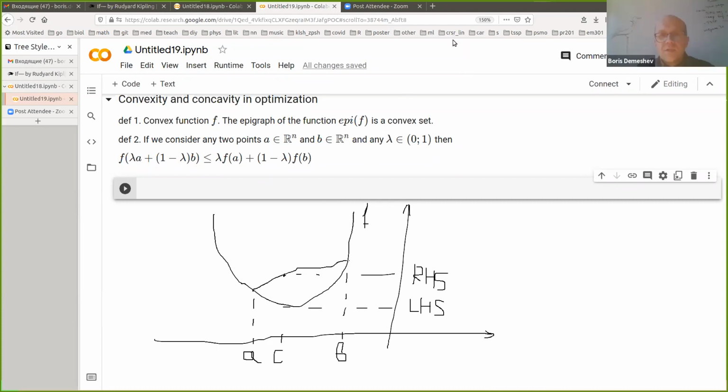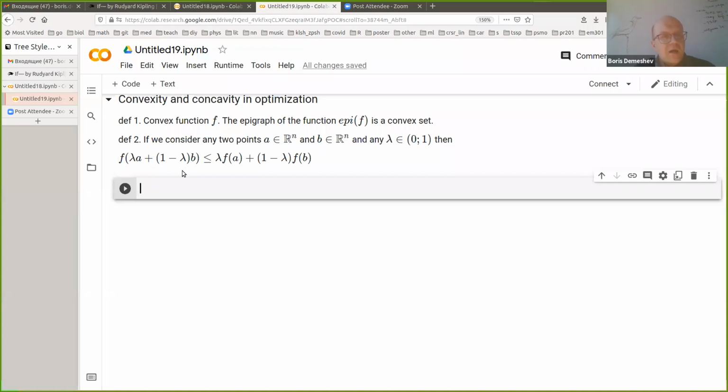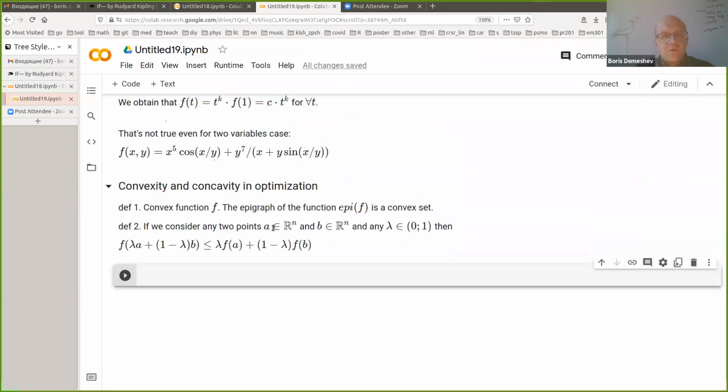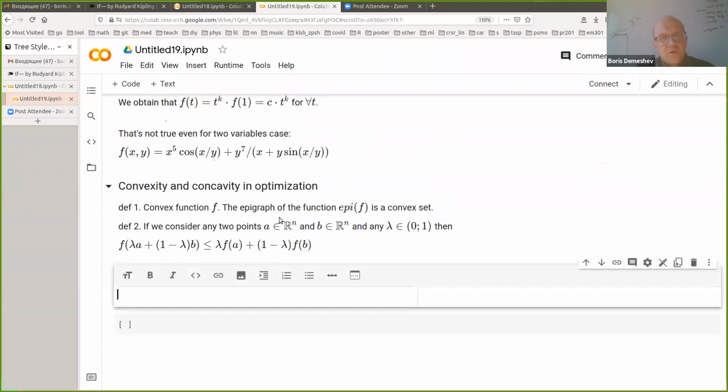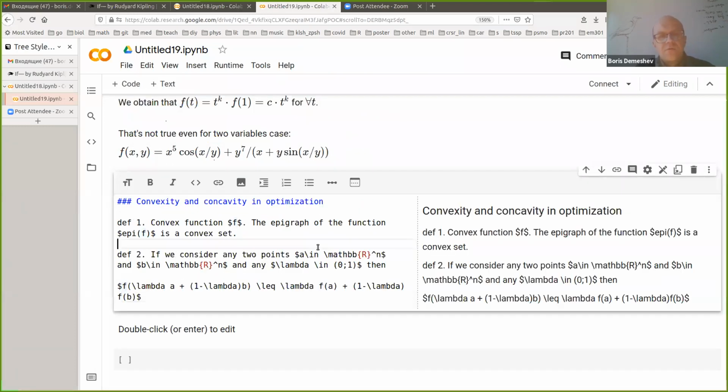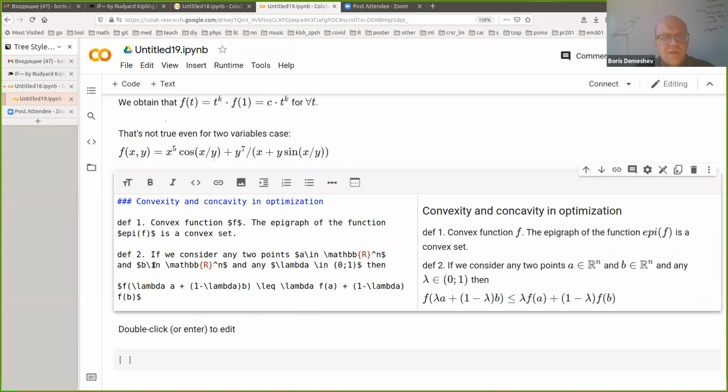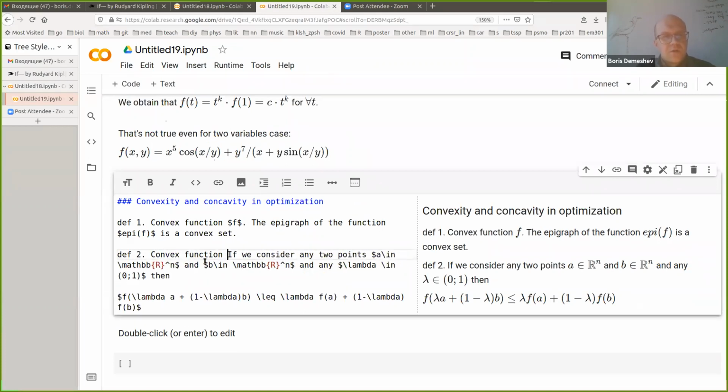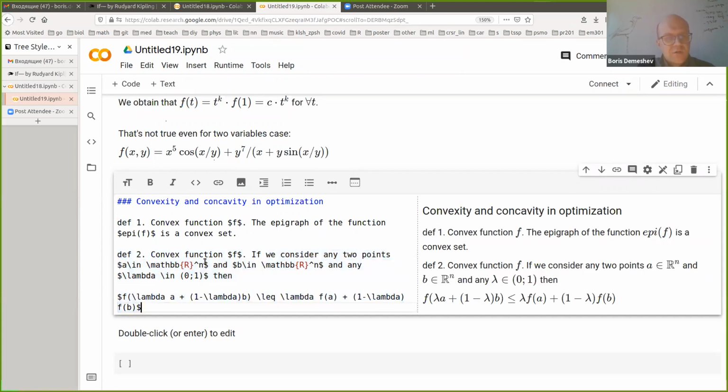Okay, let's clear this awful plot. Now we can change this definition a little to allow for strictly concave and strictly convex functions. This is a convex function f. And now we go on to the strictly convex function.